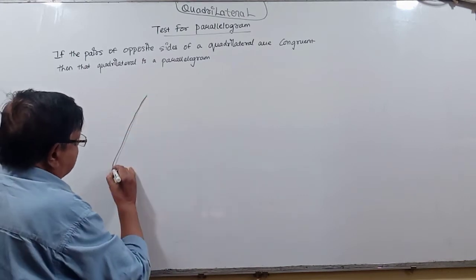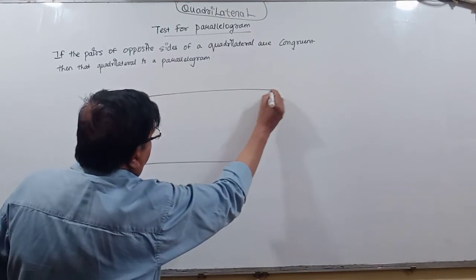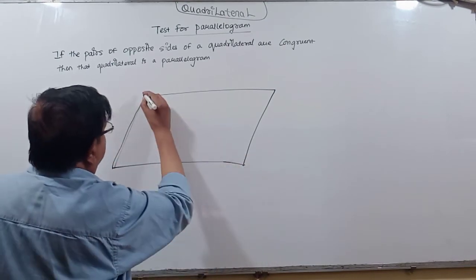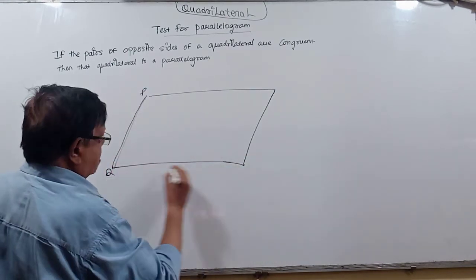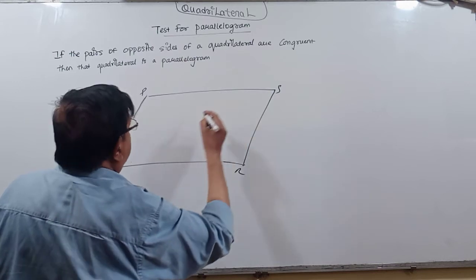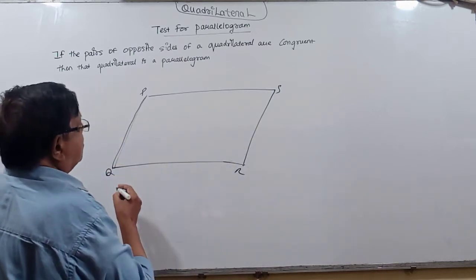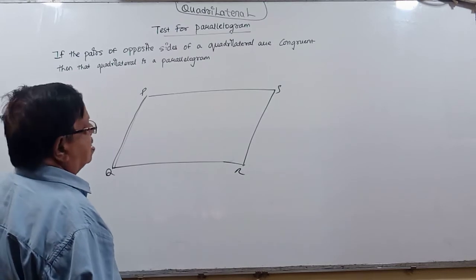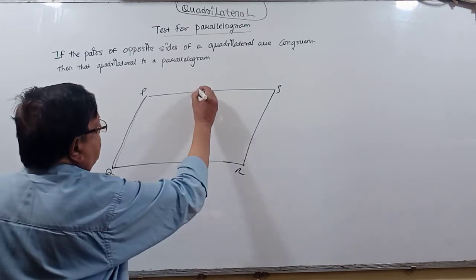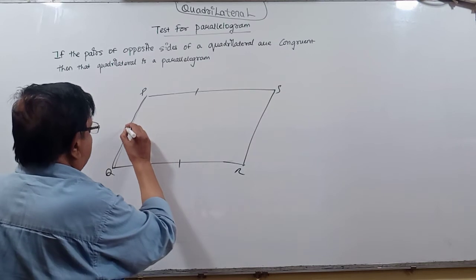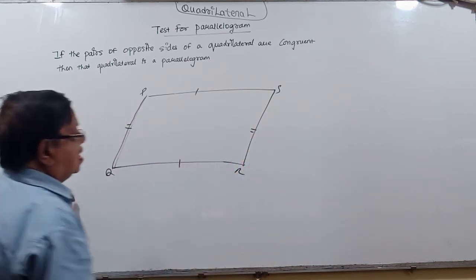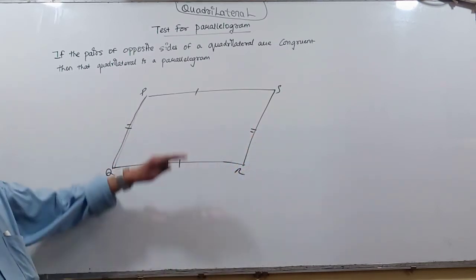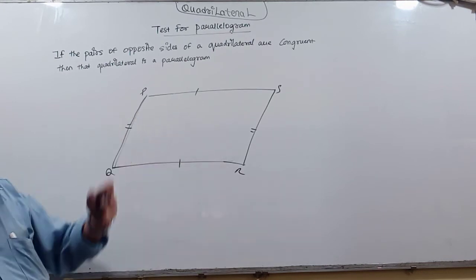This is a quadrilateral PQRS. We have to prove that it's a parallelogram. PQRS is a quadrilateral whose opposite sides are congruent. This is congruent to this and this is congruent to this. We have to prove this quadrilateral is a parallelogram.